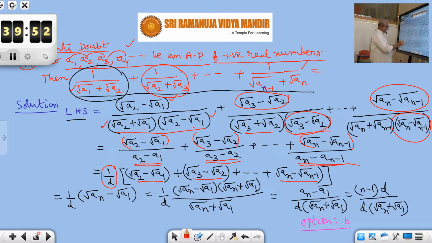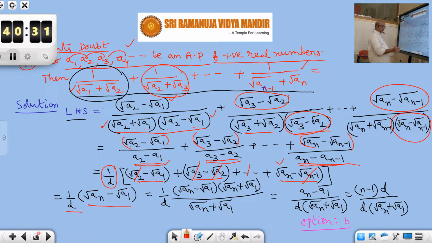But now you see root A2 minus root A2, they get cancelled. First part of a bracket with the second part of the next bracket. Similarly, this first part will cancel out with the second part. Similarly, for the previous bracket, the first part will cancel out with the second bracket here. So what will remain is, here root An will remain at the end. In the beginning, minus root A1 will remain. That's all. So 1 by D into root An minus root A1. Only two terms will remain in the bracket.